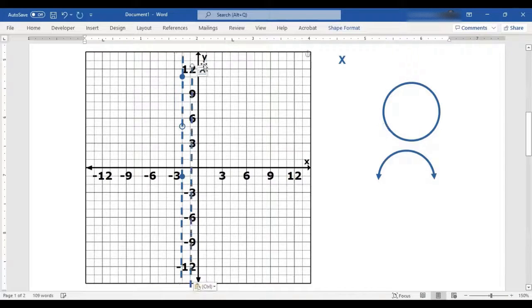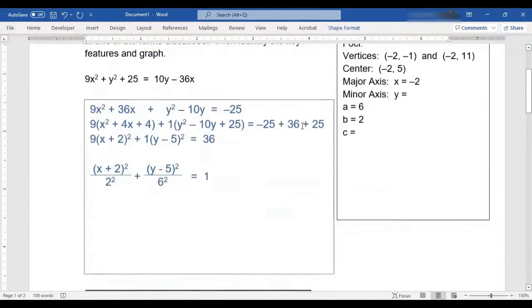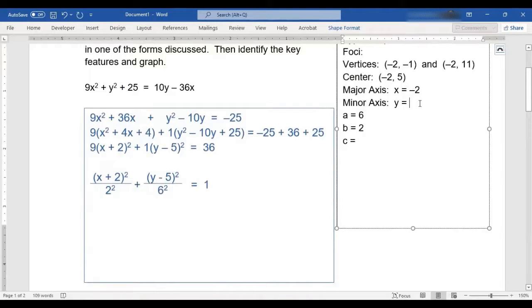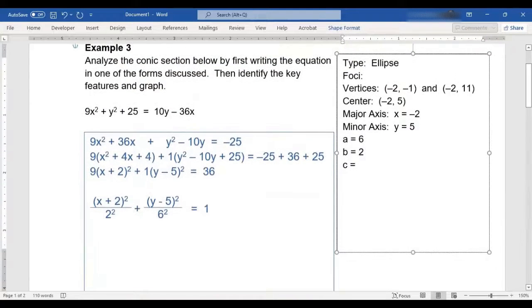And then the minor axis runs perpendicular through the center. So I grab a horizontal line here through the center. This is looking to be the line y equals 5. My minor axis is y equals 5.